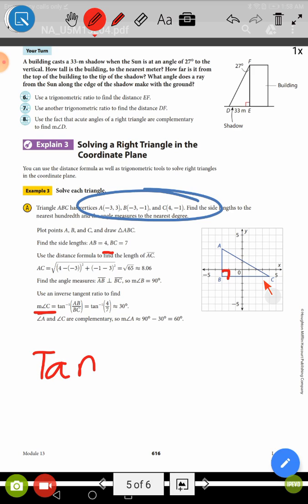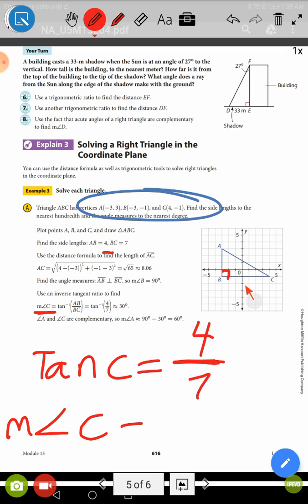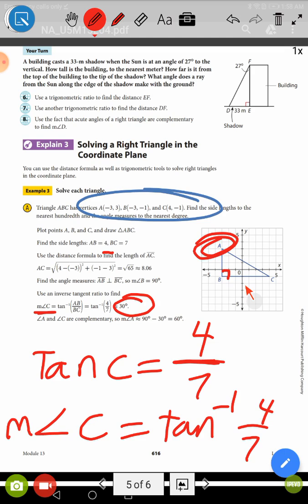Tan C is opposite, 4, over adjacent, 7, so it's 4 over 7. Then the measure of angle C itself, shift tan 4 over 7. Using a calculator it will be about 30. How to find angle A? 90 minus 30, it will be 60. That is it. Okay, I think it's easy.